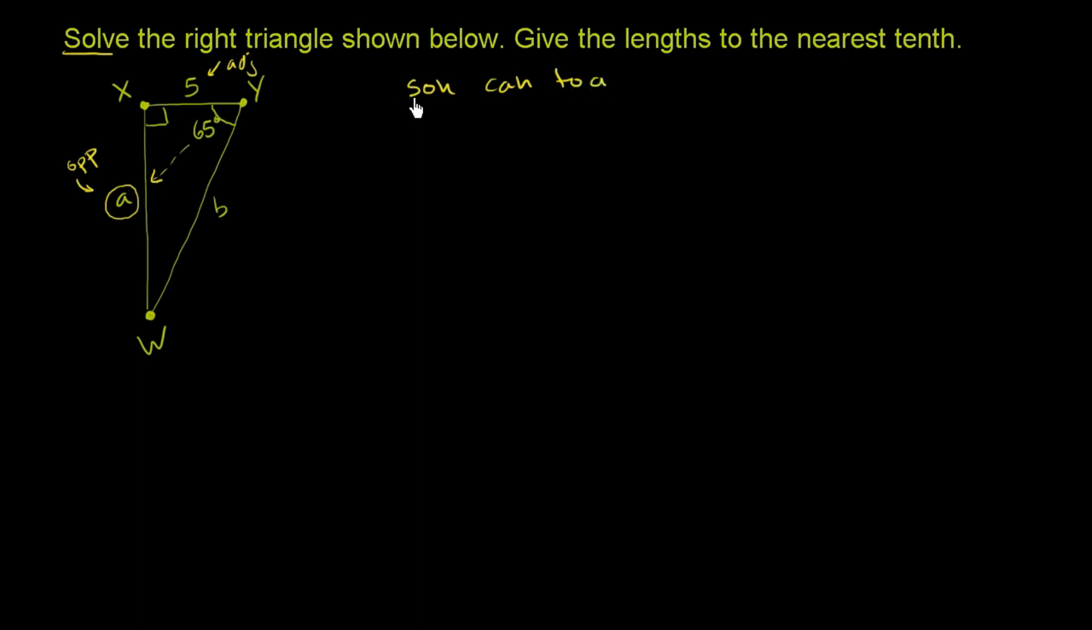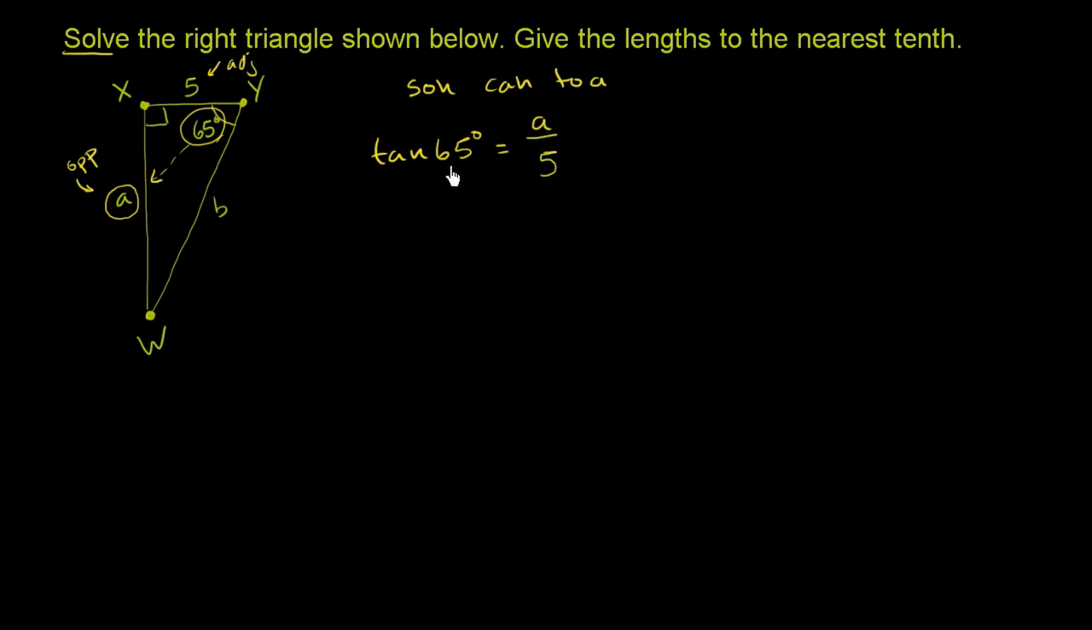SOHCAHTOA. Sine deals with opposite and hypotenuse. Cosine deals with adjacent and hypotenuse. Tangent deals with opposite over adjacent. So we can say that the tangent of 65 degrees is equal to the length of the opposite side, which we know has length A, over the length of the adjacent side, which they gave us in the diagram, which has length 5. And you might say, well, how do I figure out A?